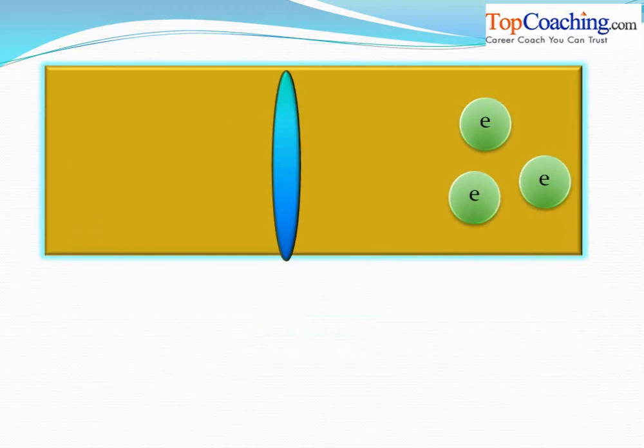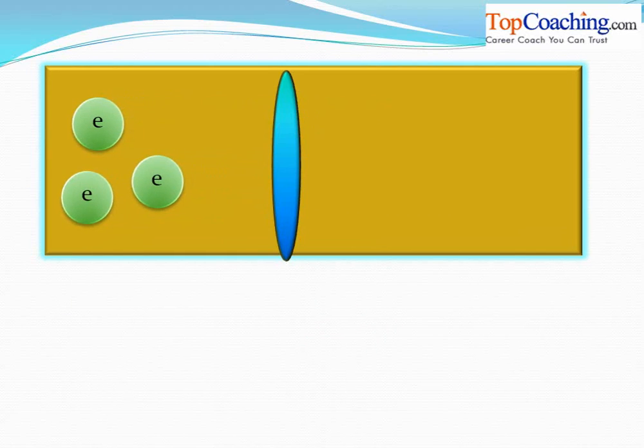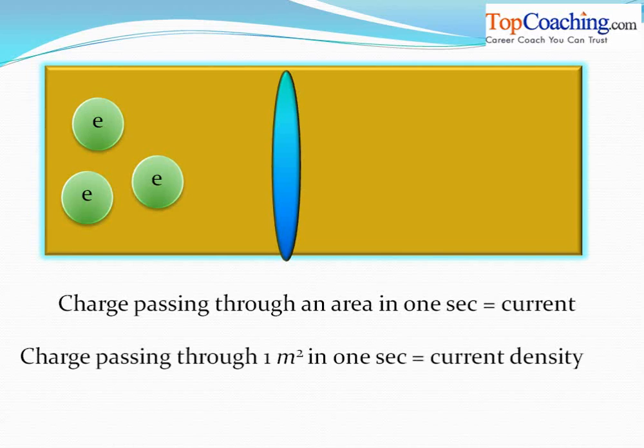Now, we know that the net charge flowing through the area of cross-section of the conductor per second is electric current. Isn't it? Charge passing through an area in 1 second is current. The charge passing through 1 meter square of area in 1 second is given a special term called current density. So current density is the net charge flowing through 1 meter square of area of the conductor in 1 second. Current density is generally represented by the symbol J. As you can see, J is dI by dS, current per unit area.